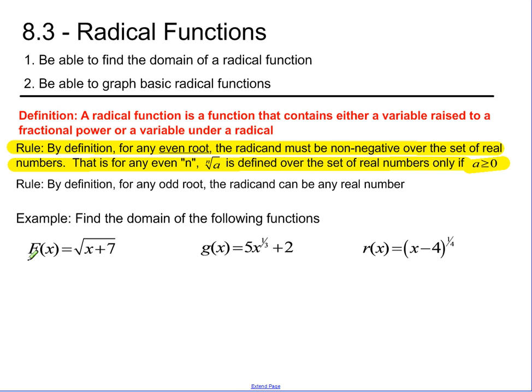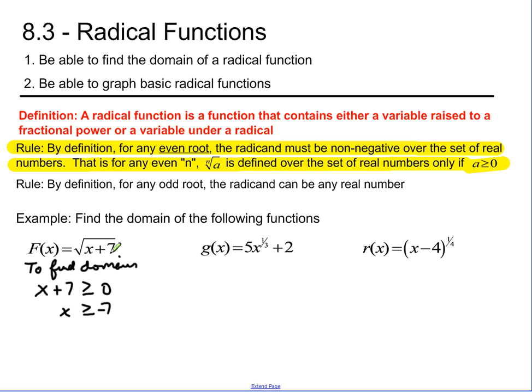F of x is equal to the square root of x plus 7. This is an even root. In this even root, it must be that the radicand is greater than or equal to 0. So in other words, the implication is that to find the domain, we're going to take whatever's under the radical here and set it greater than or equal to 0. Well, in this case, that's relatively easy, because if we subtract 7 from both sides, we get x is greater than or equal to negative 7.